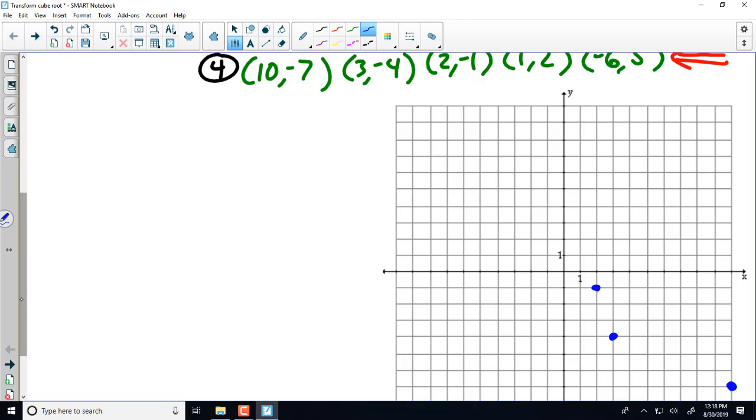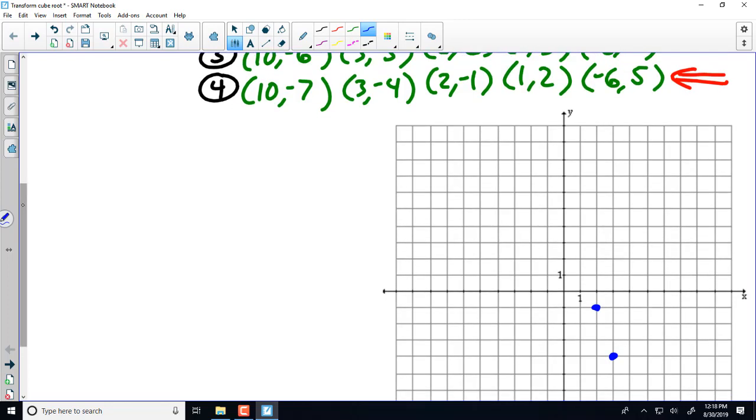Can't really see those very well. Sorry about that. 1, 2. And (-6, 5). 1, 2, 3, 4, 5, 6. 1, 2, 3, 4, 5.